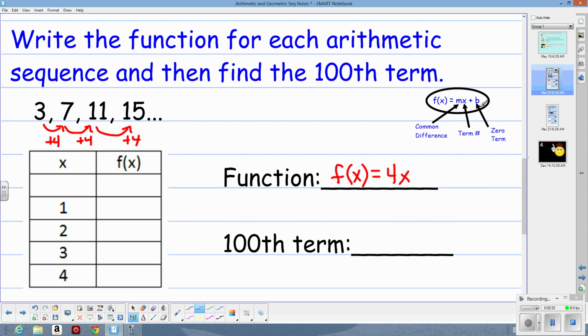And then plus b, we have to figure out what the zero term is. To help us do that, let's go ahead and fill in this table. Our first term was 3, second term 7, 11, then 15. To figure out the zero term, it's going backwards. Instead of adding 4, we're going to go backwards, so we're going to subtract 4. 3 take away 4 is -1. So our b is -1.